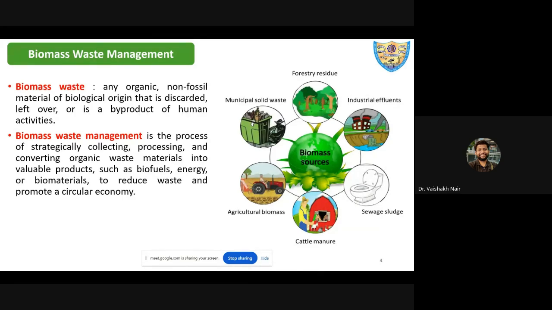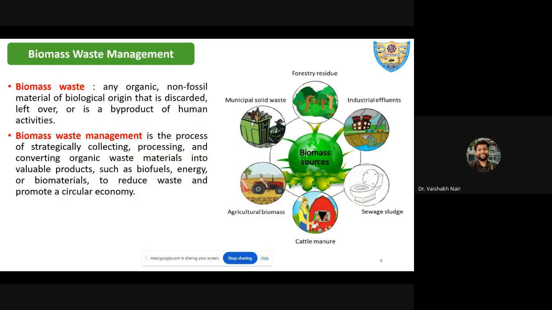Now, generally, biomass waste management is the process of strategically collecting, processing, and converting organic waste materials into valuable products such as biofuels, energy, and biomaterials, to reduce waste and promote a circular economy. As I stated, a lot of research has gone into the utilization and management of this biomass waste from an energy point of view. Generally, once we maximally utilize the energy part, whatever is left is what we try to give back to the environment. You'll see in the coming slides where this point is described.